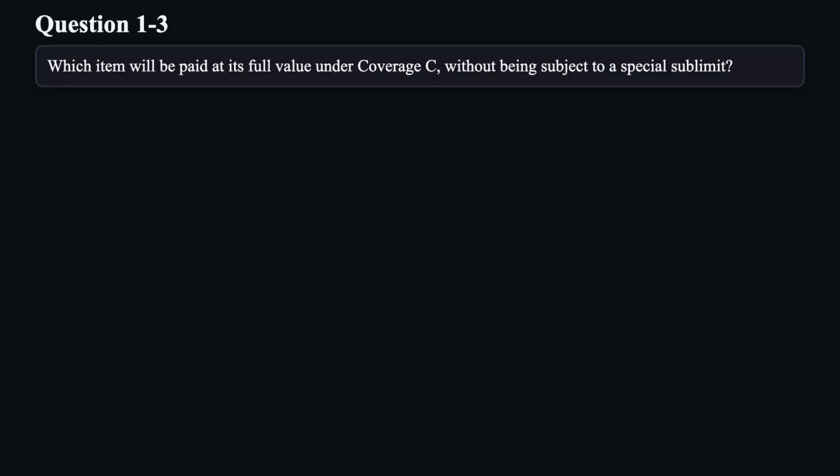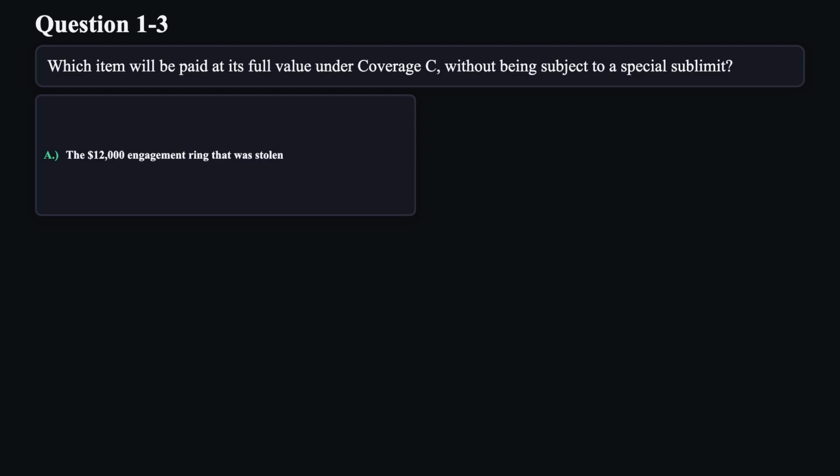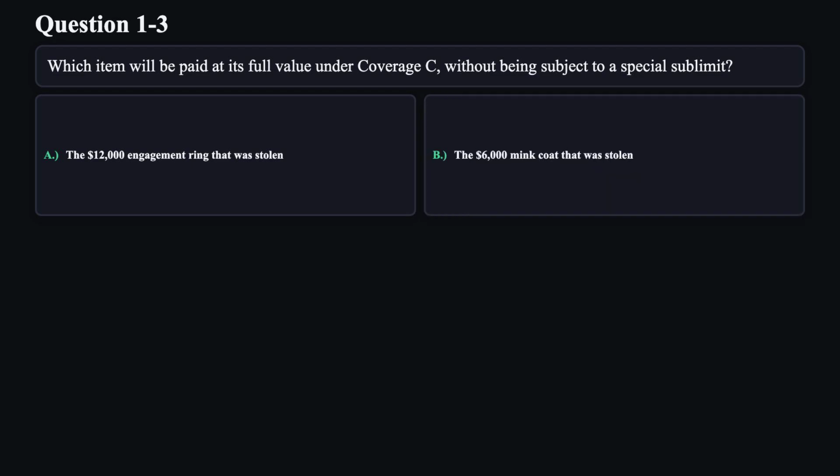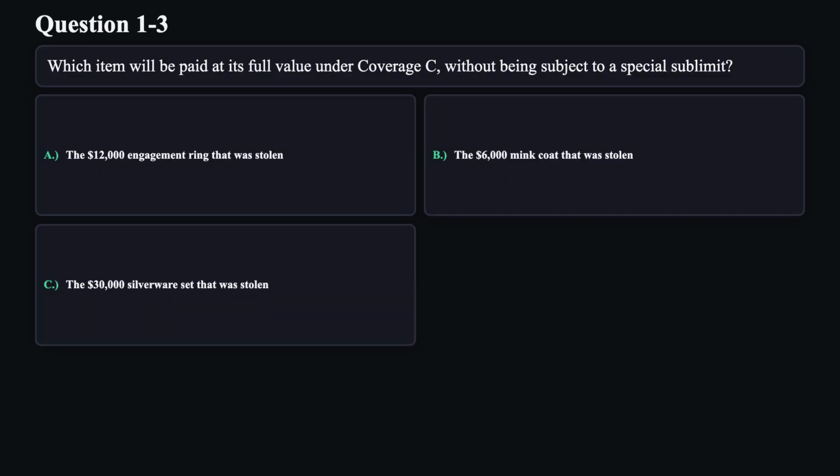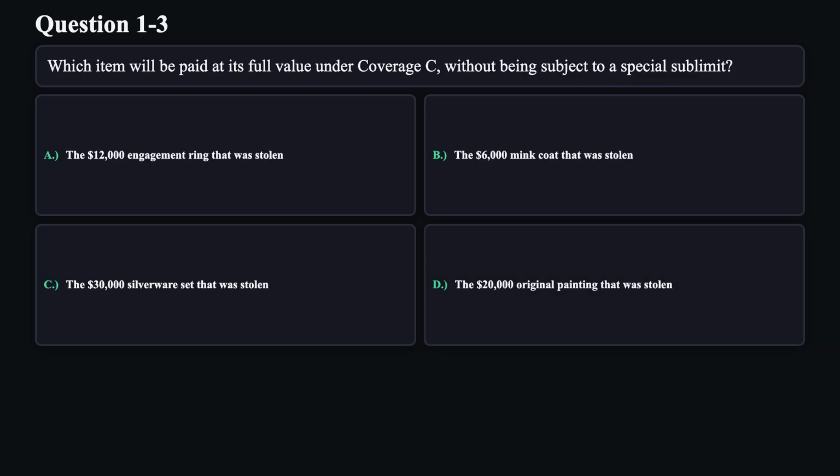Question 3. Which item will be paid at its full value under Coverage C without being subject to a special sublimit? A. The $12,000 engagement ring that was stolen. B. The $6,000 mink coat that was stolen. C. The $30,000 silverware set that was stolen. D. The $20,000 original painting that was stolen.